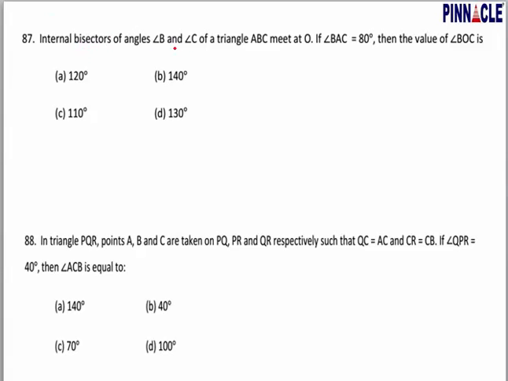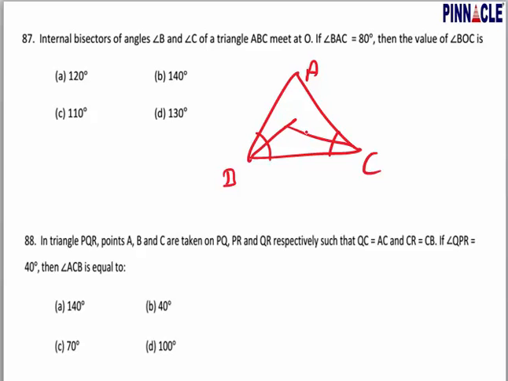The internal bisectors of angles B and C of triangle ABC meet at O. Angle BAC is 80 degrees, and we have to find angle BOC. The property here is 90 plus A by 2, that is 90 plus 40, 130. 130 should be the answer.